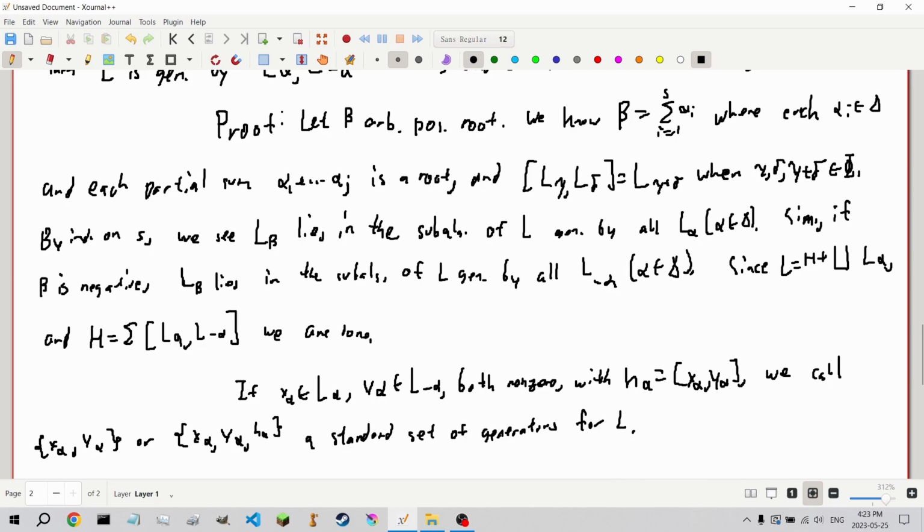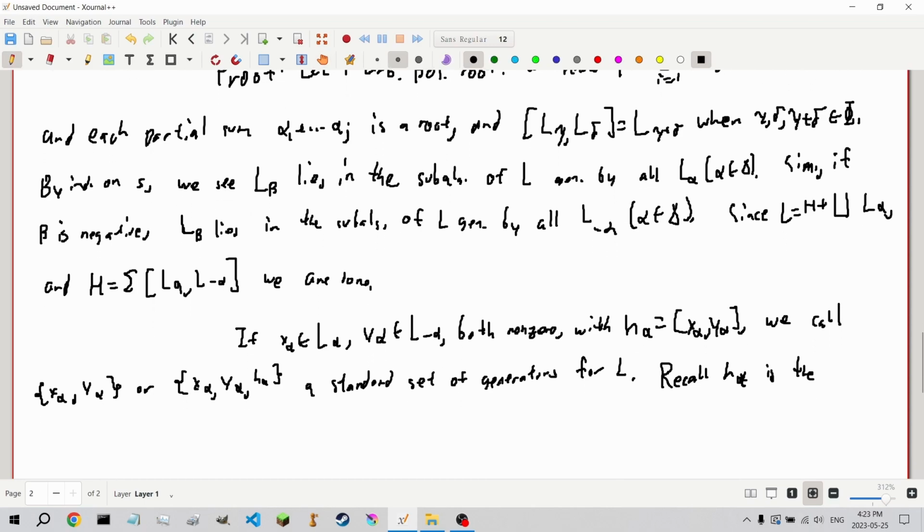What are they doing? Recall that h_alpha is the unique element of the bracket of L_alpha and L_negative alpha in which alpha takes the value 2.